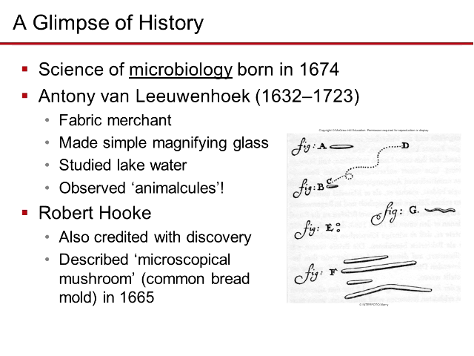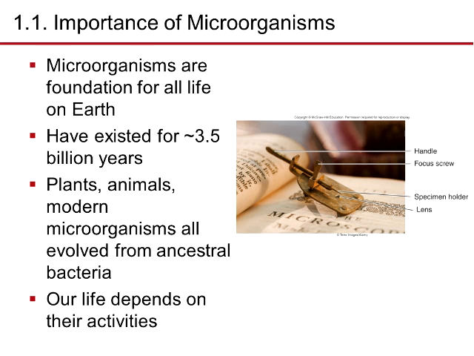After he started looking at the linens, he started looking at other things. He studied lake water and observed that there were live organisms in this water. He called them animalcules. And then Robert Hooke came along. He is also credited with discovery, and described the microscopic mushroom, which is commonly bread mold, in 1665. So these are the people just discovering that there are organisms smaller than you can see with your naked eye.